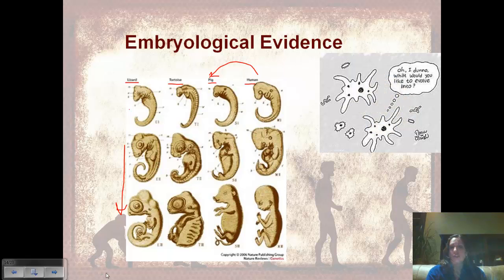And here's just a little joke. The amoebas talking to each other. We know they don't talk to each other.